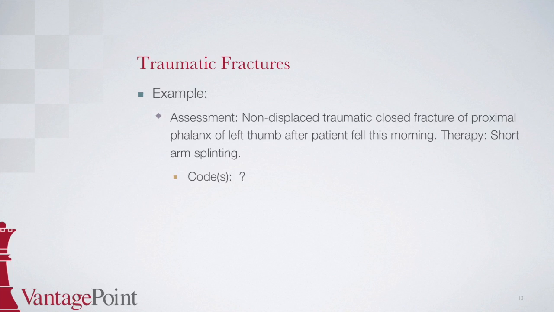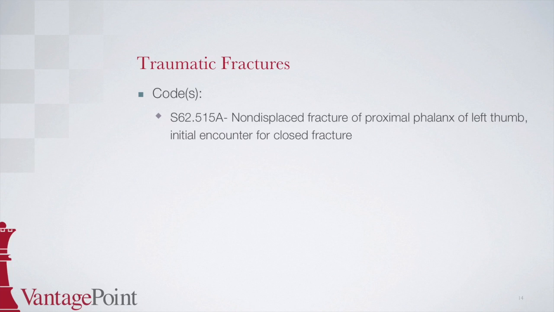Let's do a traumatic fracture example. The assessment states non-displaced traumatic closed fracture of proximal phalanx of left thumb after patient fell this morning. Therapy, short arm splinting. How would you code this? Please pause the webinar to complete this example and then hit play to continue and learn the answer.